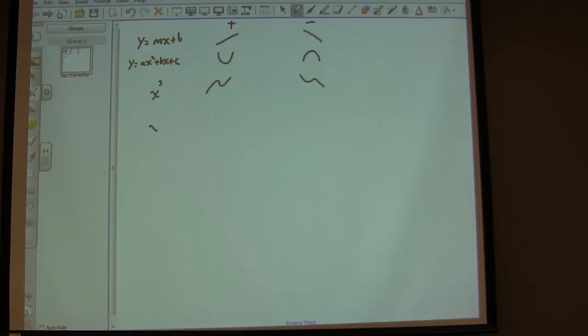If we have the highest power is x to the fourth power, then it looks like this. And if it's negative, it looks like that. If it's the fifth power, it's going to look like this. And that. It's the sixth power.